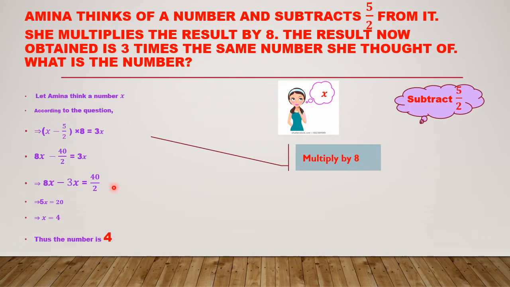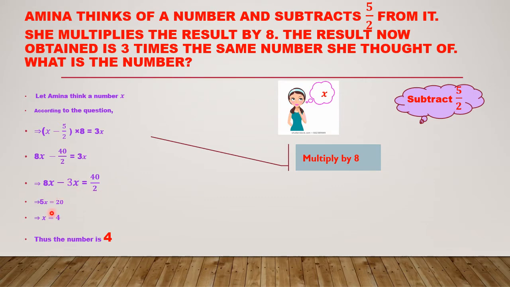Now, why did we do this? We are grouping the numbers. Here we are grouping the variables together and we are transposing the number to RHS. This is always what we have been doing in the previous sums. So you must be by now comfortable with transposing the numbers.